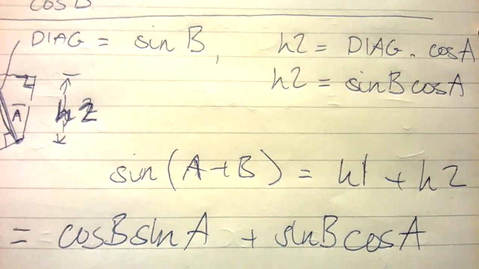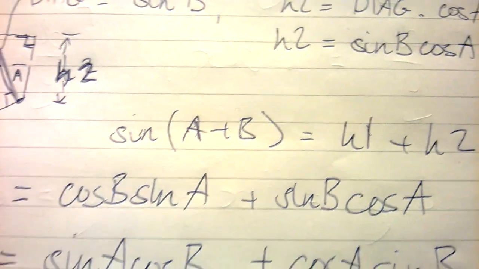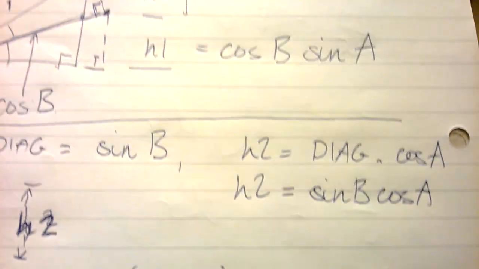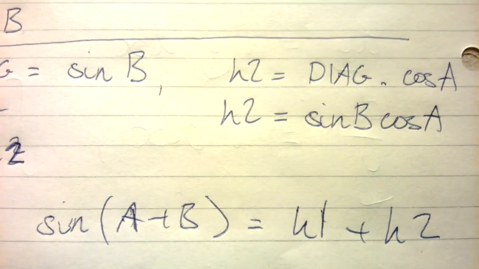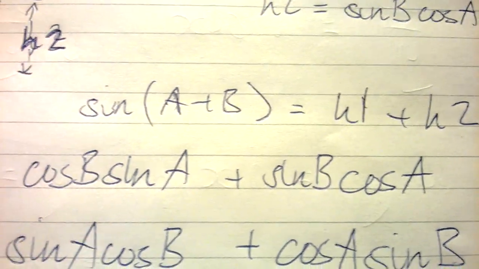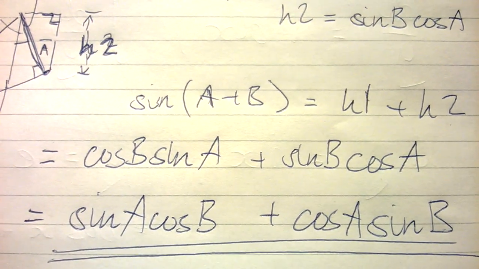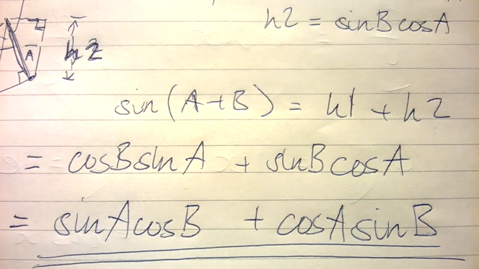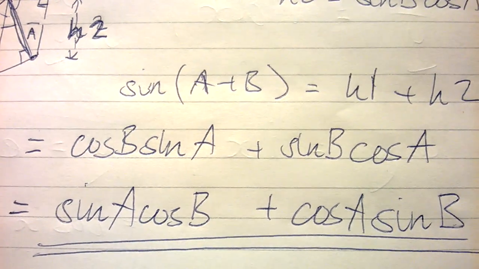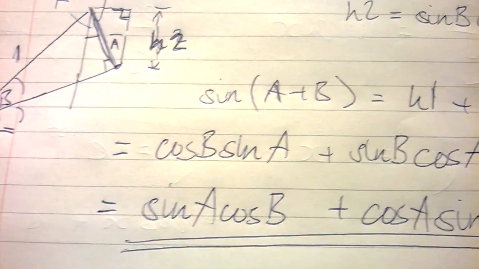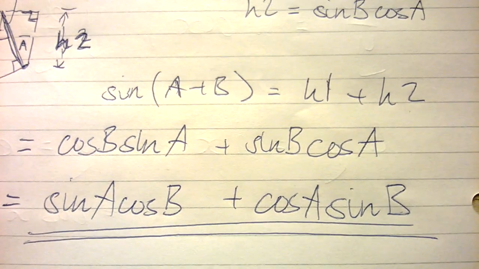So if you look at the original equation for sine A plus B, it's h1 plus h2. We saw earlier that h1 is cos B sine A, and h2 is sine B cos A. So sine A plus B, which is h1 plus h2, is cos B sine A plus sine B cos A. Or to rearrange it the way that we're used to, sine A plus B is sine A cos B plus cos A sine B.